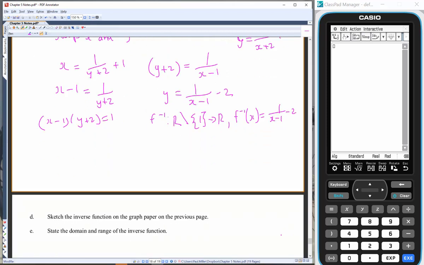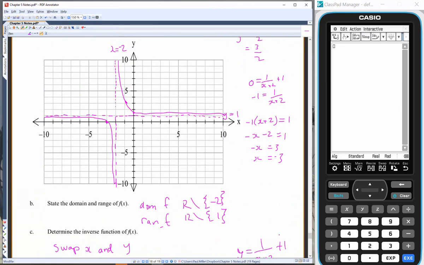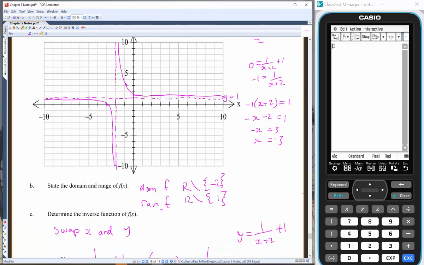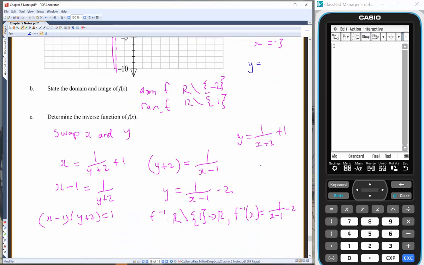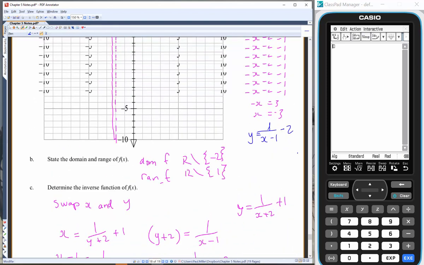Let's graph the inverse function on the graph paper on the previous page. Oof, this is going to get a bit messy. Okay, I'm just going to change pen color here. What do you reckon? Blue, sky blue, blue. Let's just use blue. Okay, now my inverse function is going to be y equals 1 over x take 1, take 2. Let's just triple check that.